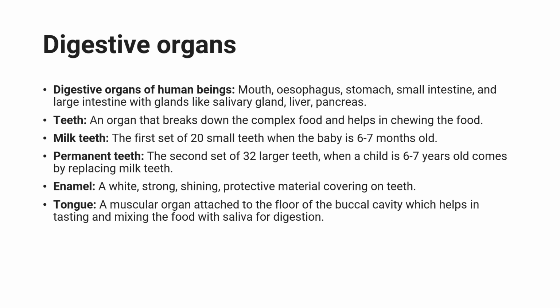Milk teeth, the first set of 20 small teeth when the baby is 6 to 7 months old. Permanent teeth, which is the second set of 32 larger teeth when a child is 6 to 7 years old, comes by replacing milk teeth. Enamel, a white, strong, shining, protective material covering on teeth.